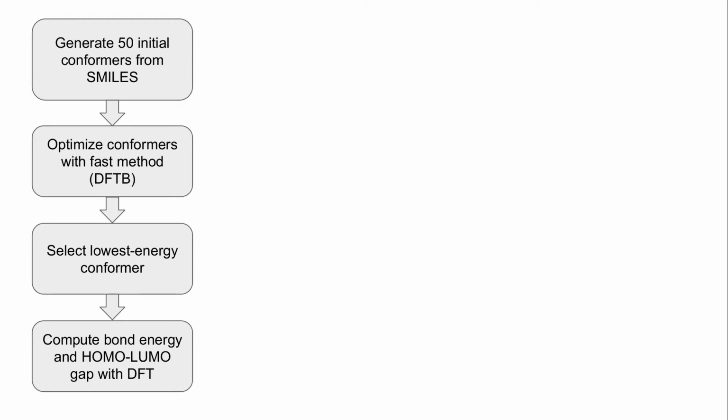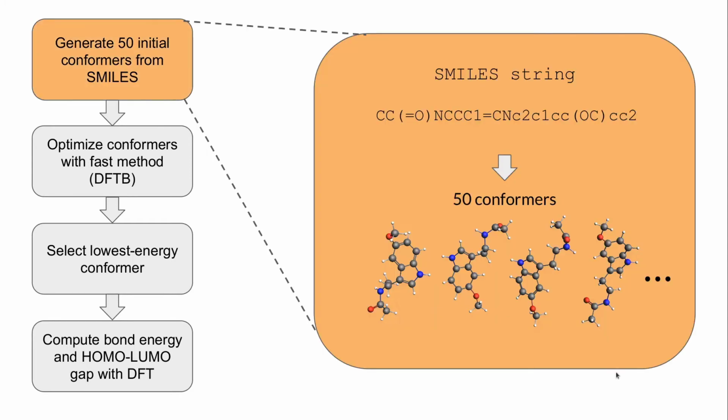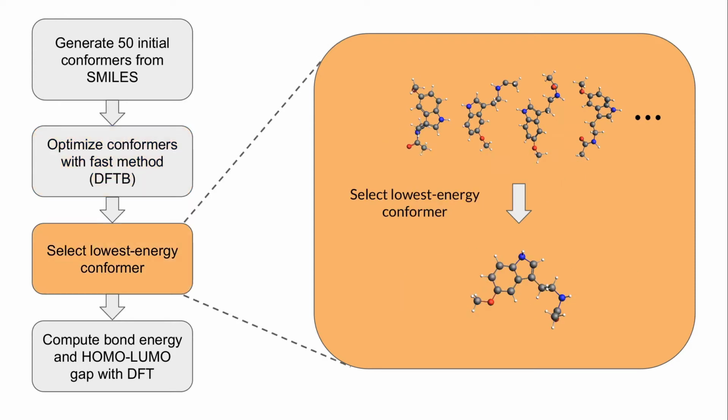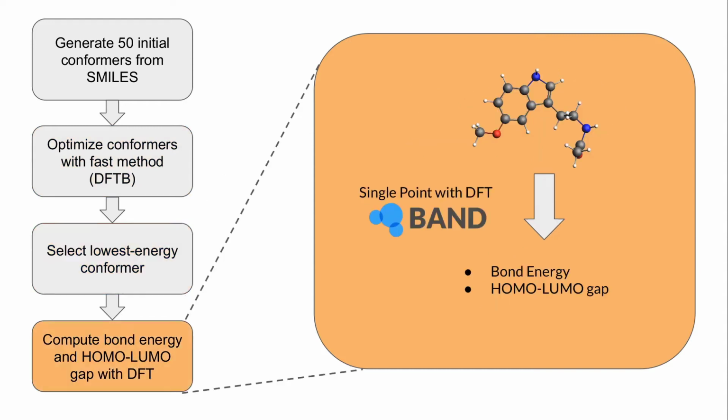In this video, I'll guide you through a PLAMS Python script implementing a simple example workflow consisting of the following steps. First, starting from a SMILES string, we will generate 50 conformers of some molecule. Then, we will optimize the geometry of all the conformers using the semi-empirical engine DFTB. Out of the 50 conformers we optimized, we will then select the one with the lowest energy, and we will perform a single point DFT calculation for it and extract the bond energy and HOMO-LUMO gap.